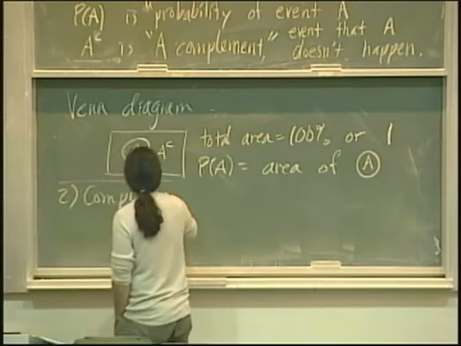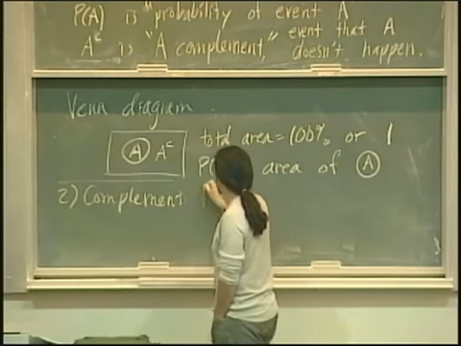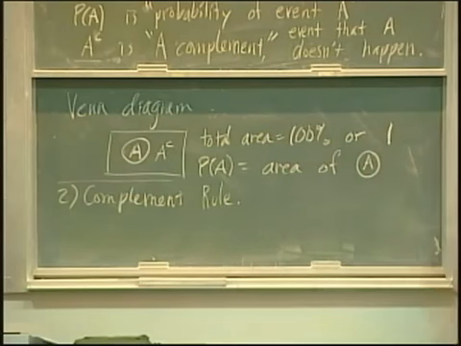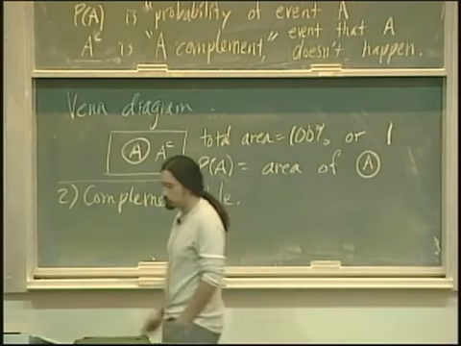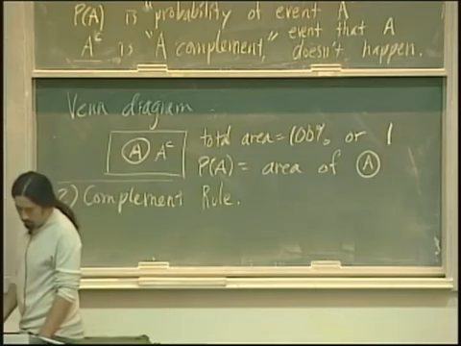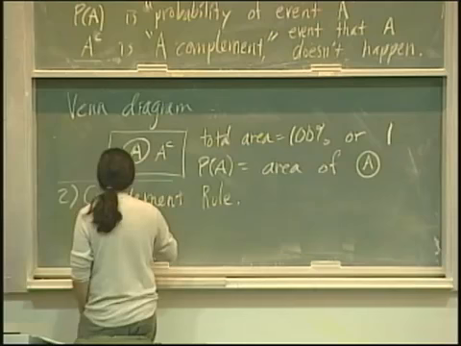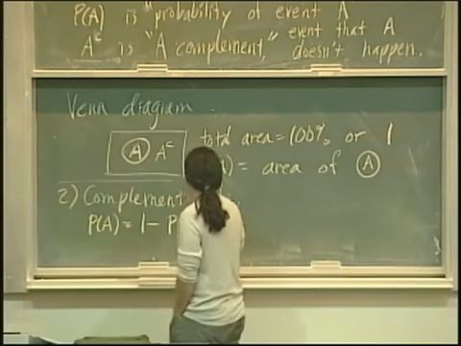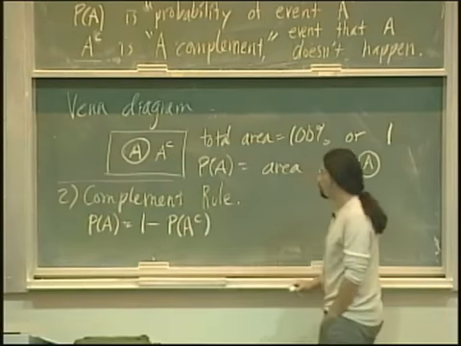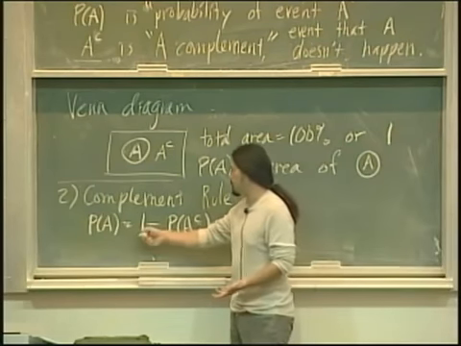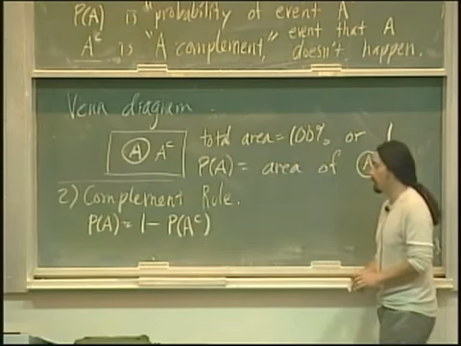which is the complement. You can call it the complement rule if you want to give it the name rule. And it says that the probability of event A is 1 minus the probability of the complement. Or if you want to think about things in terms of percentages, you could think of it as 100% minus the probability of the complement.